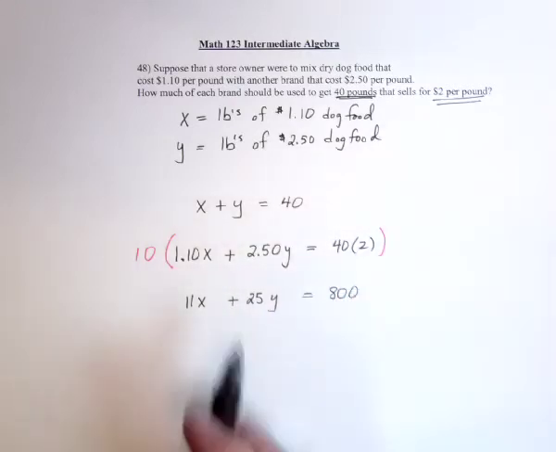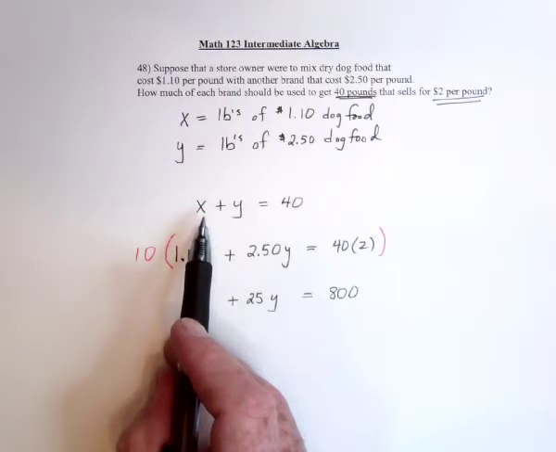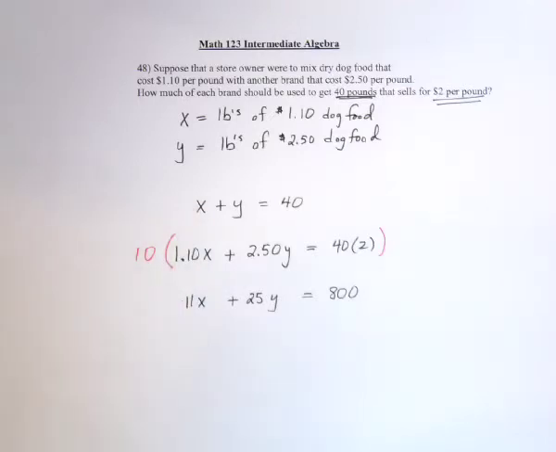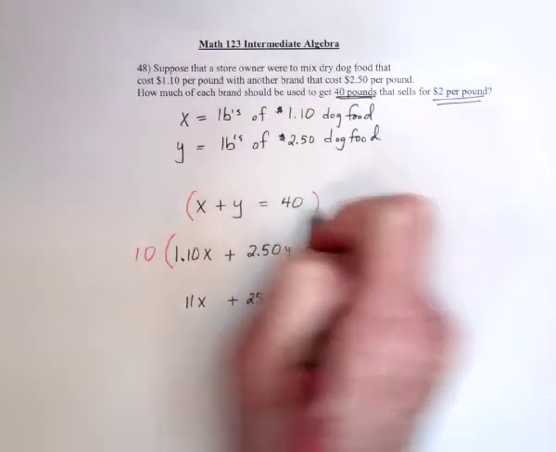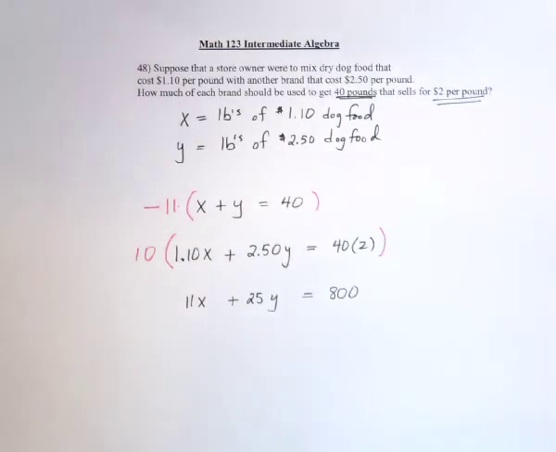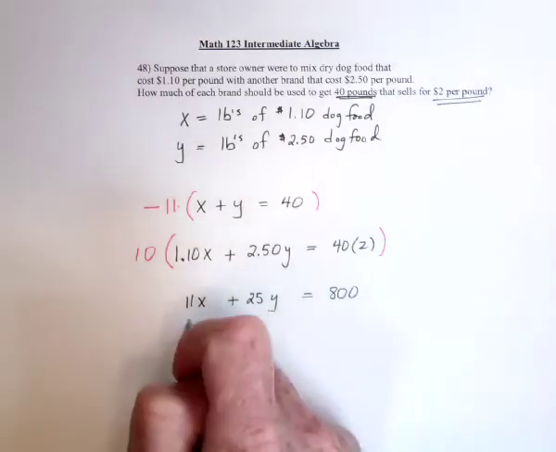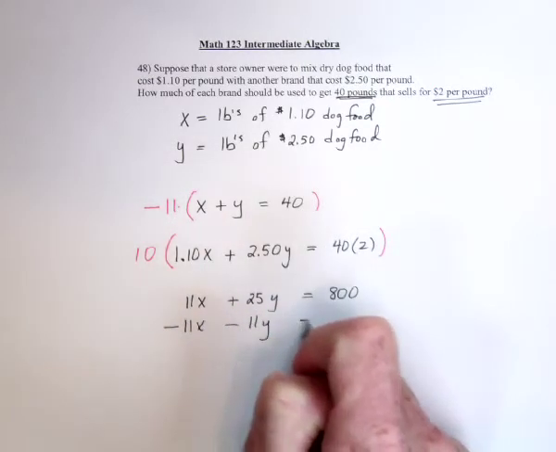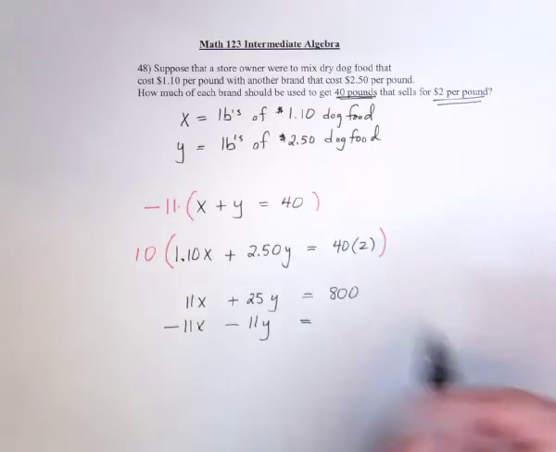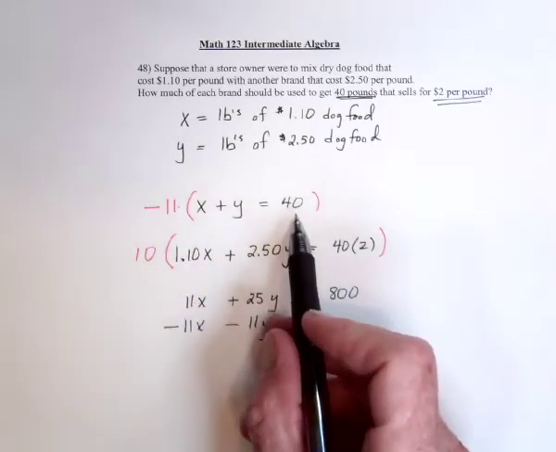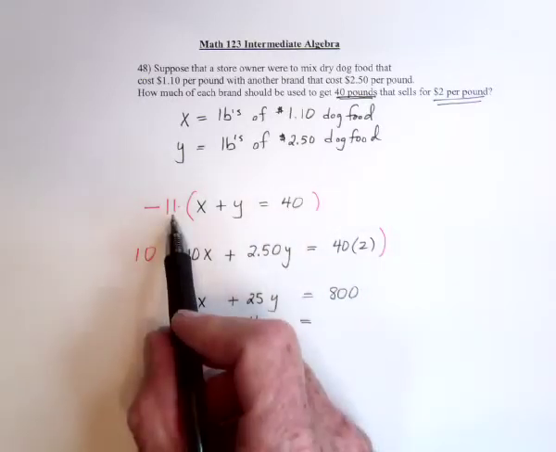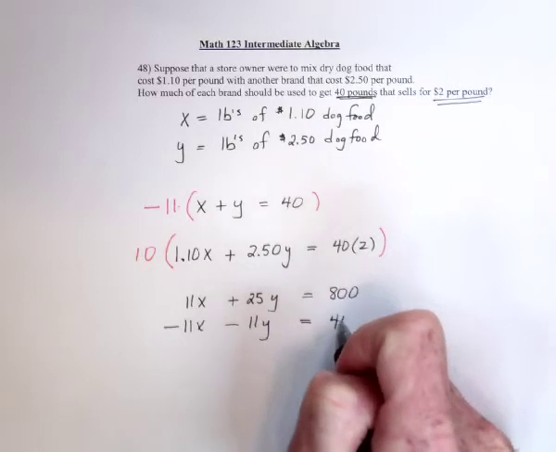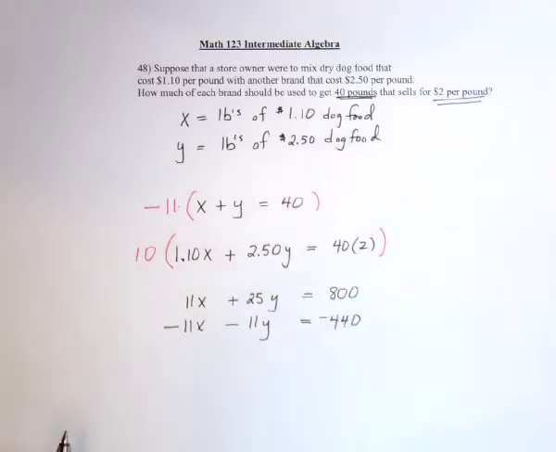And let's see, I could go ahead and I'll use the elimination method. I haven't done that yet today. So I could take this equation and multiply it by a negative 11. And then that would allow me to get rid of x's. So I'll put that down here. So negative 11x, negative 11y equals, well, let's see. If I were to multiply this by 10, that would be 400. But then it's got an extra 40. So it's 440. But don't forget that negative sign.